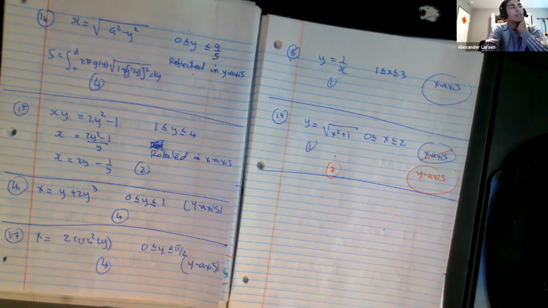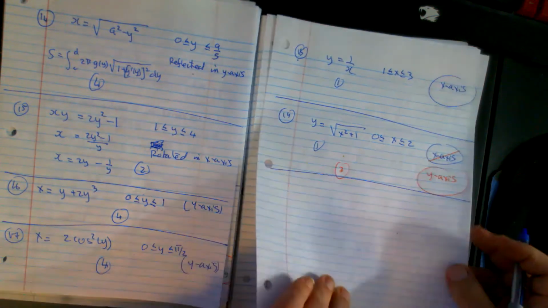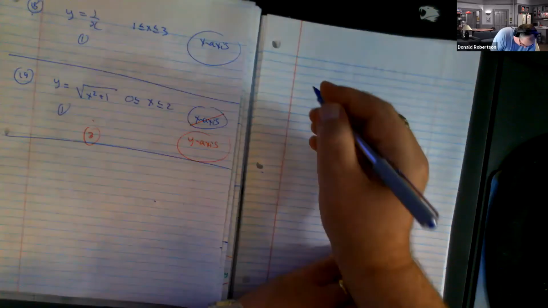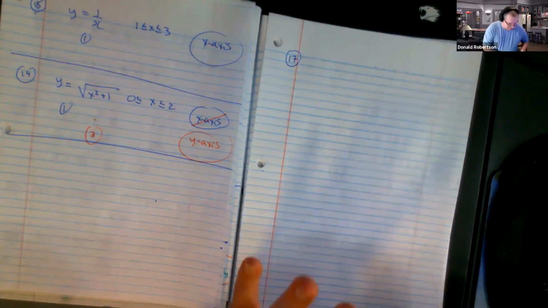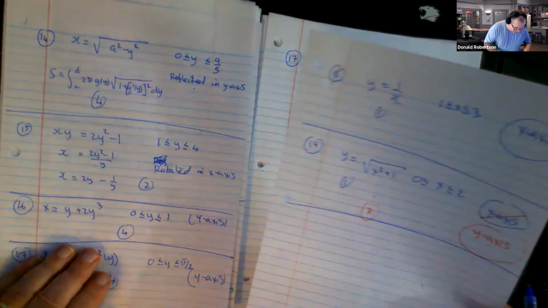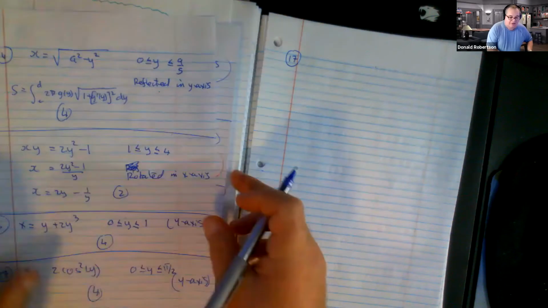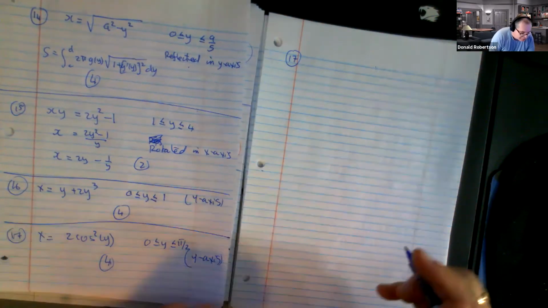Yeah, what about 17? Let's do 17. I was just about to say the same thing. Well, you know, the minute you see trig, don't you kind of go, oh dear, right? Because trig has its own extra difficulties, doesn't it? Because it has trig identities to deal with. So let's see what this one is.